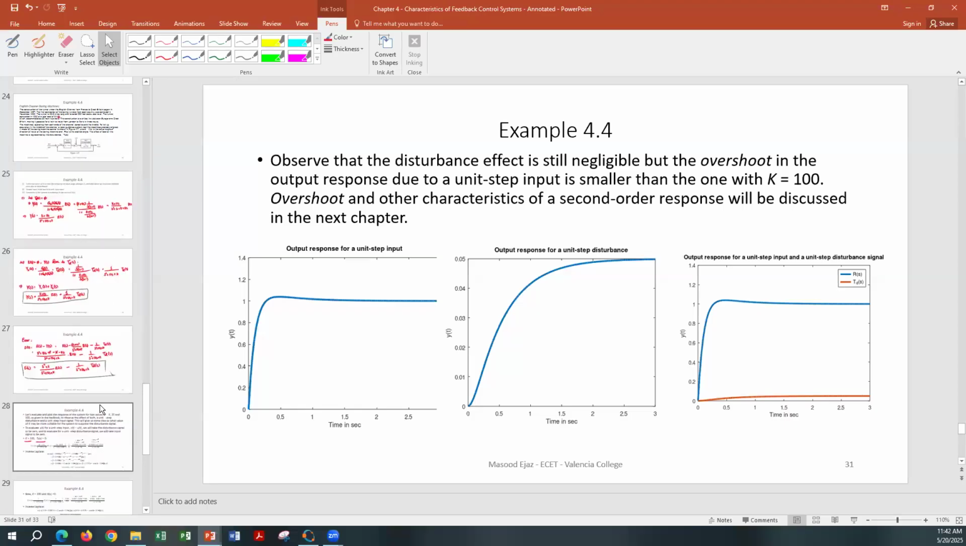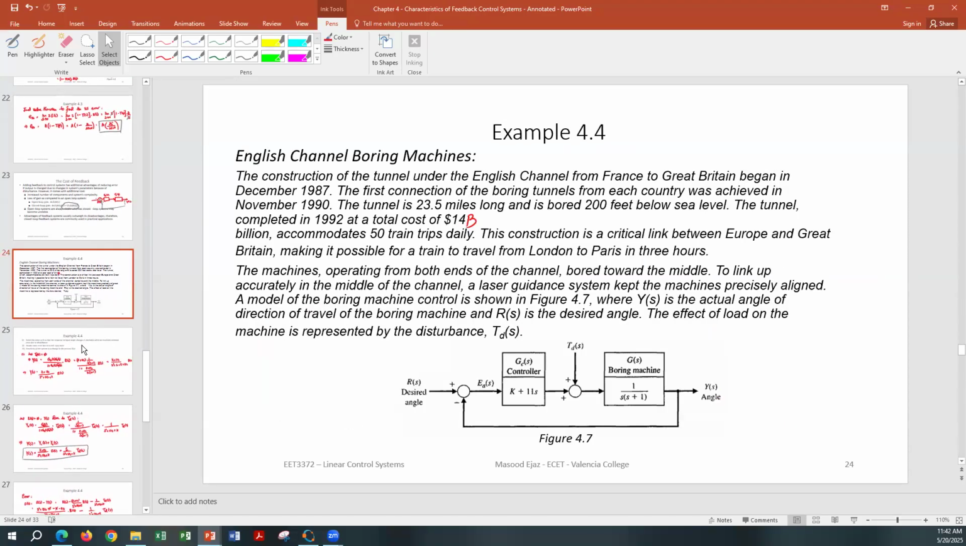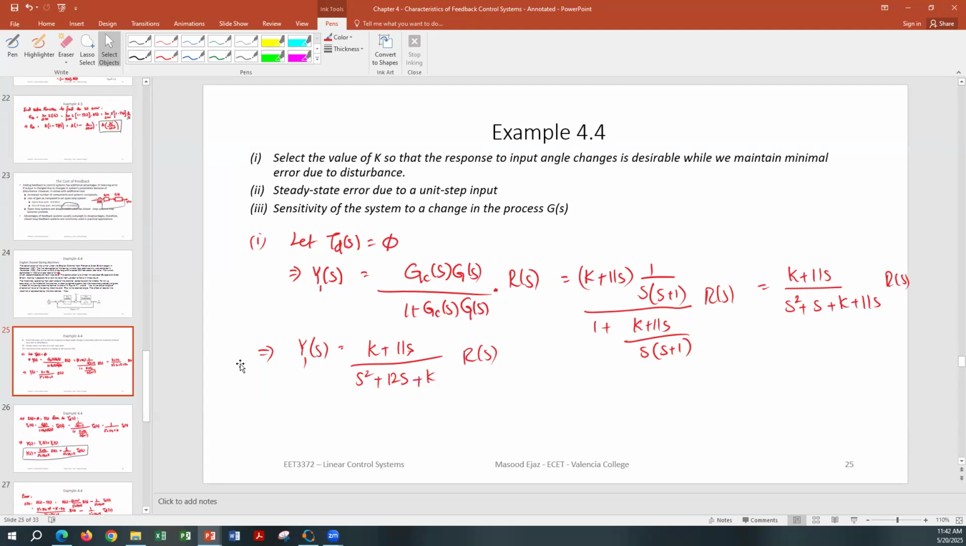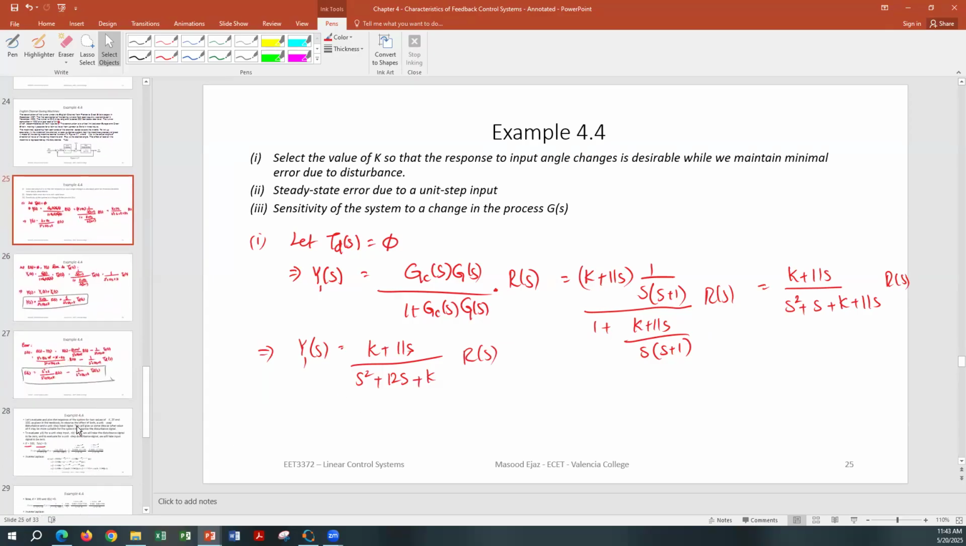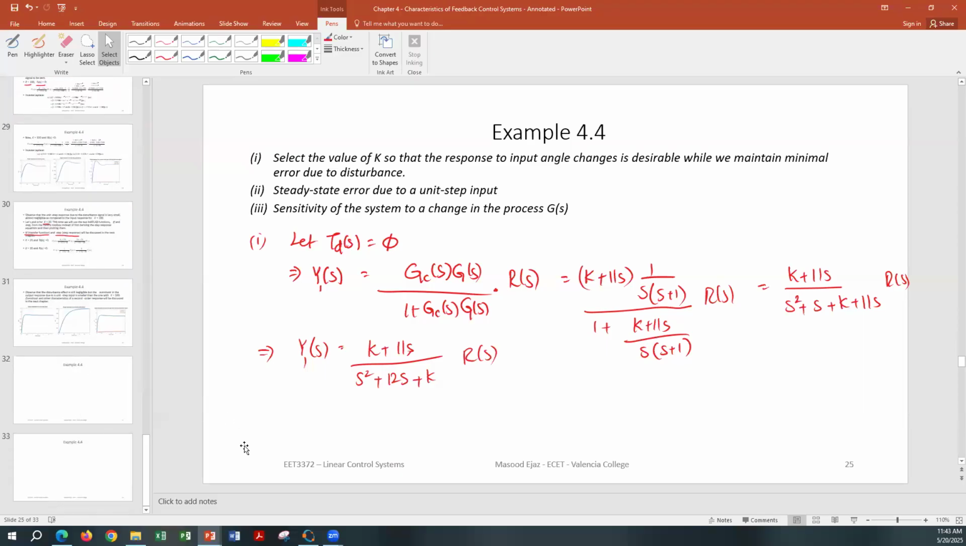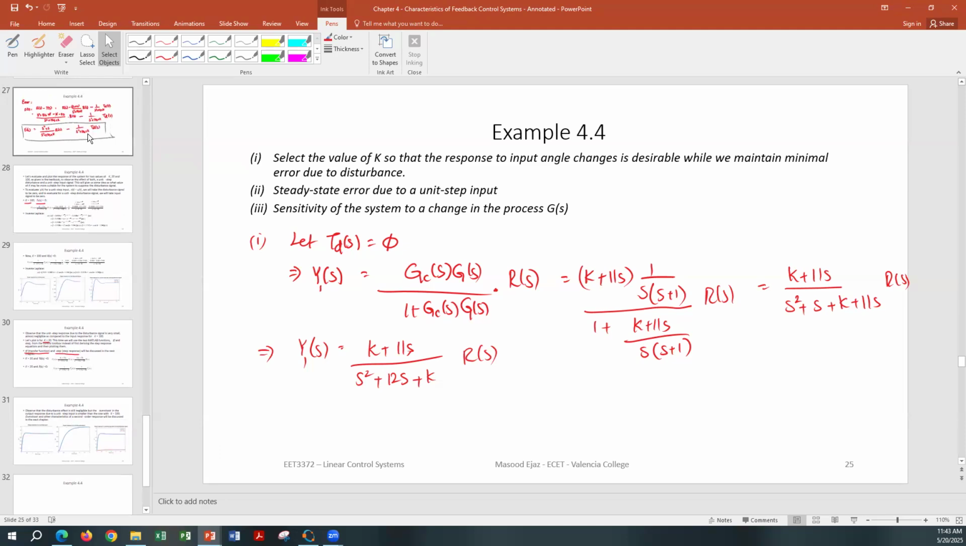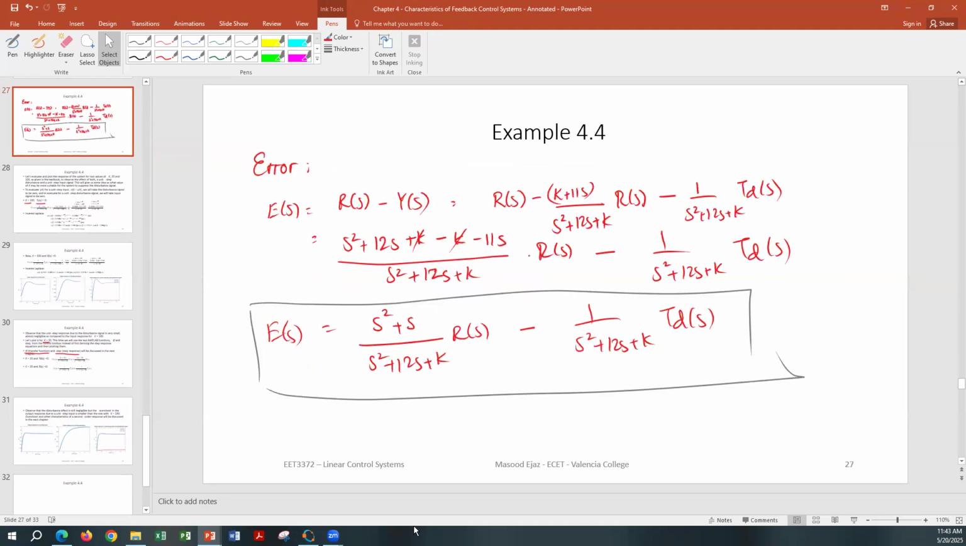Okay, so let's see. Let me go back. This is a big problem, so I forgot what we have to do. Steady state error due to a unit step function, sensitivity of the system. Let me see. So this we did. All right, so let's look at the steady state error due to the input. Unit step input. Okay, so let's look at that. So we have the steady state equation that we wrote down. Where is it? Right here. So this is our steady state equation.